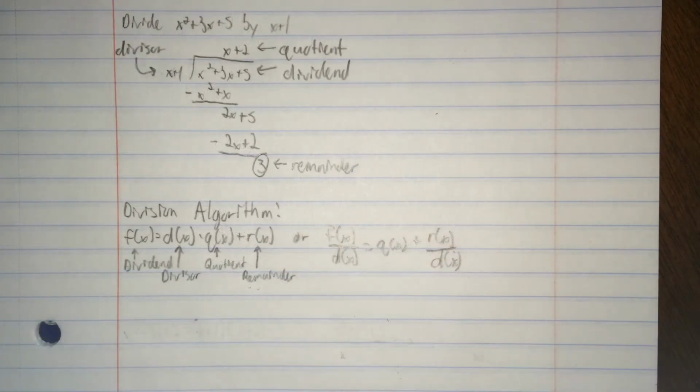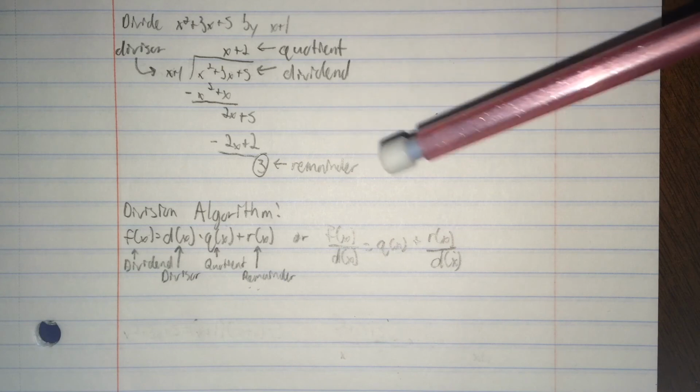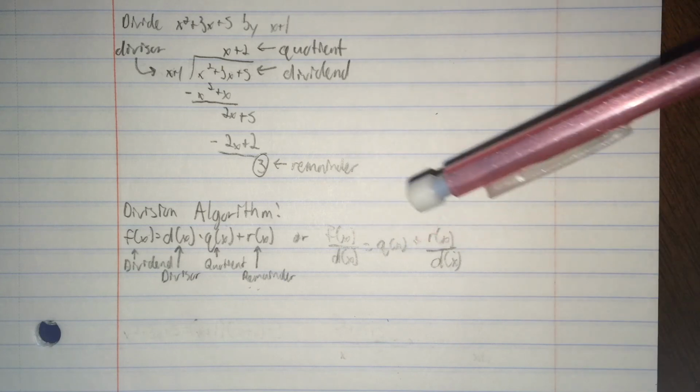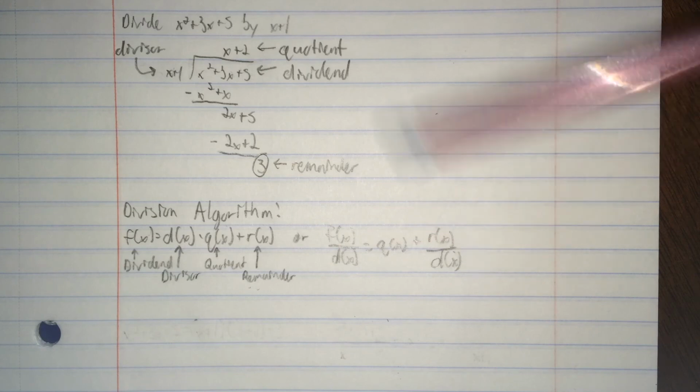So now we're going to use something called the division algorithm. The formula is f of x equals d of x times q of x plus r of x. Or you could divide the divisor to both sides, so it's f of x over d of x equals q of x plus r of x over d of x.